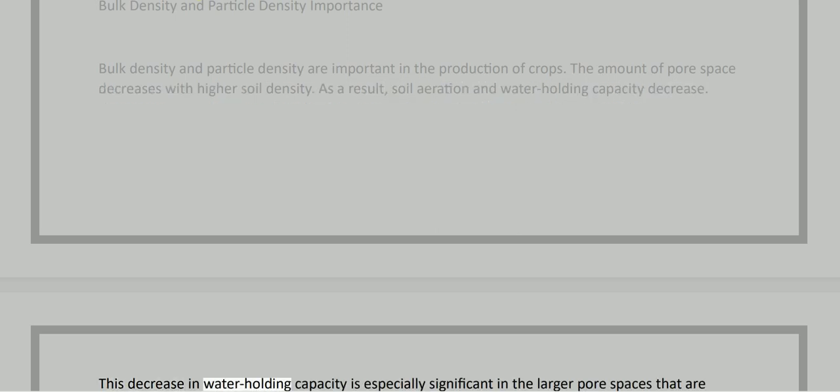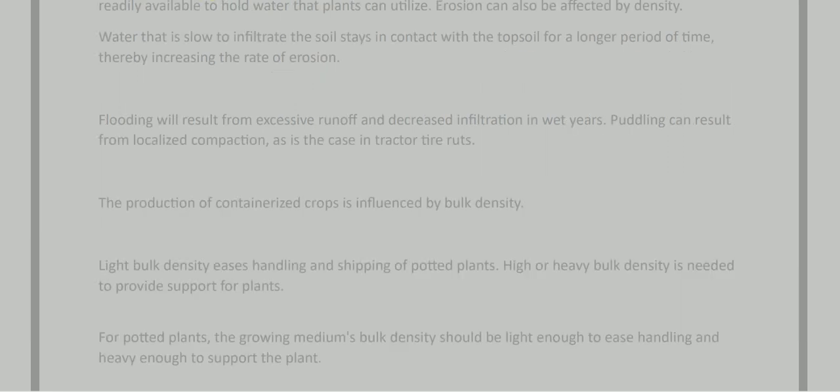This decrease in water holding capacity is especially significant in the larger pore spaces that are readily available to hold water that plants can utilize. Erosion can also be affected by density. Water that is slow to infiltrate the soil stays in contact with the topsoil for a longer period of time, thereby increasing the rate of erosion. Flooding will result from excessive runoff and decreased infiltration in wet years. Puddling can result from localized compaction, as is the case in tractor tire ruts.